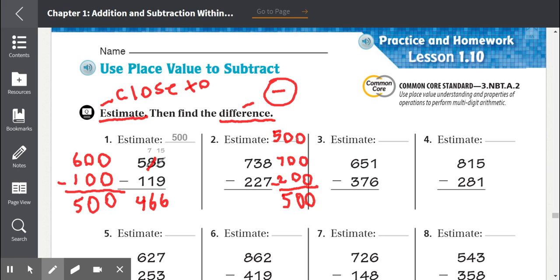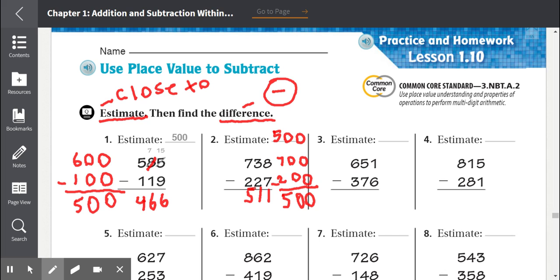So when we solve the actual problem, we start with the ones place. 8 minus 7 is 1. 3 minus 2 is 1. 7 minus 2 is 5. So 511.